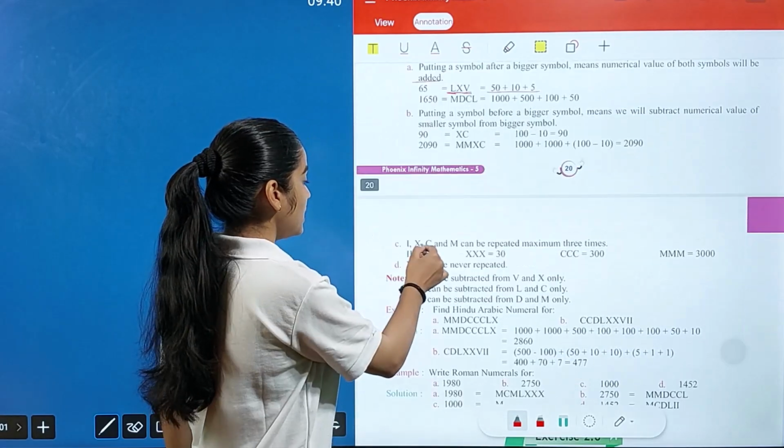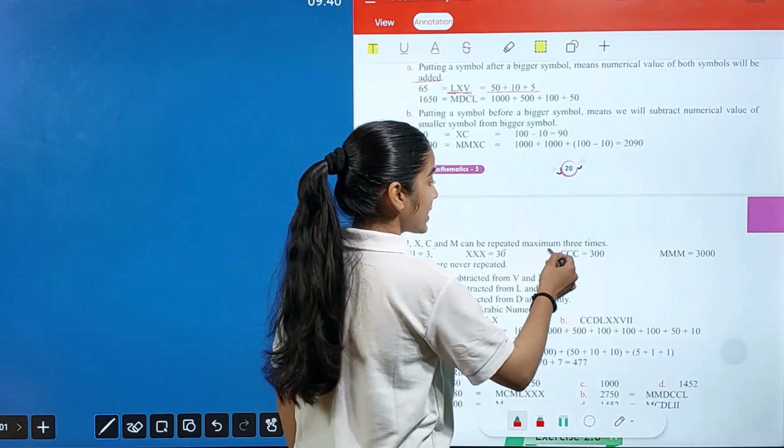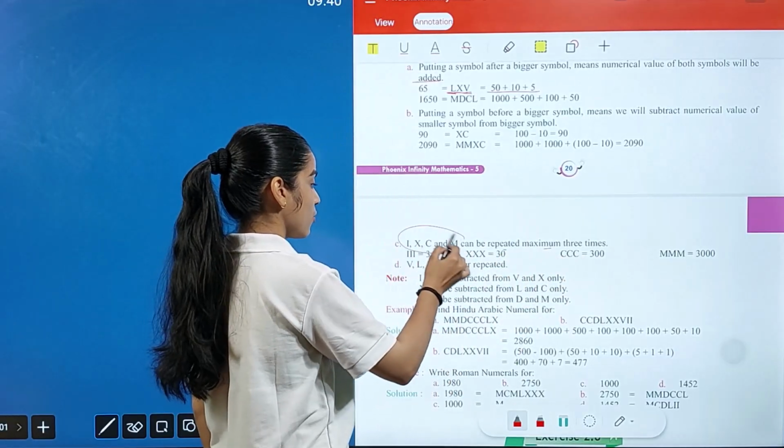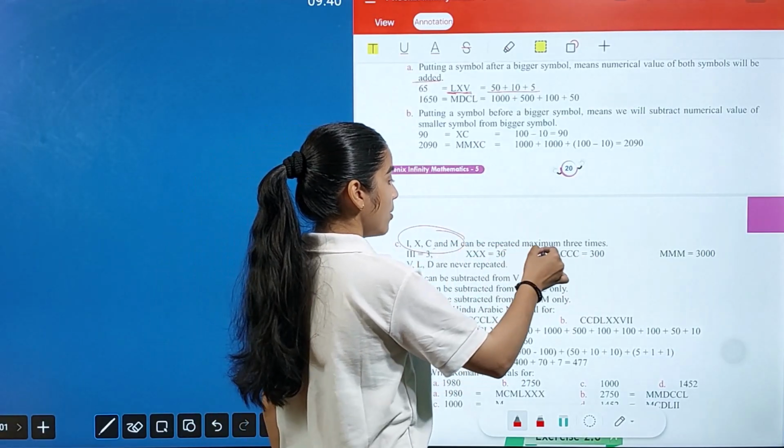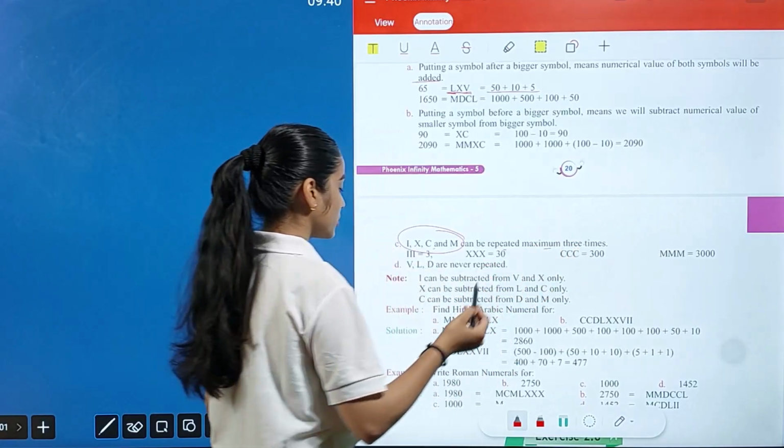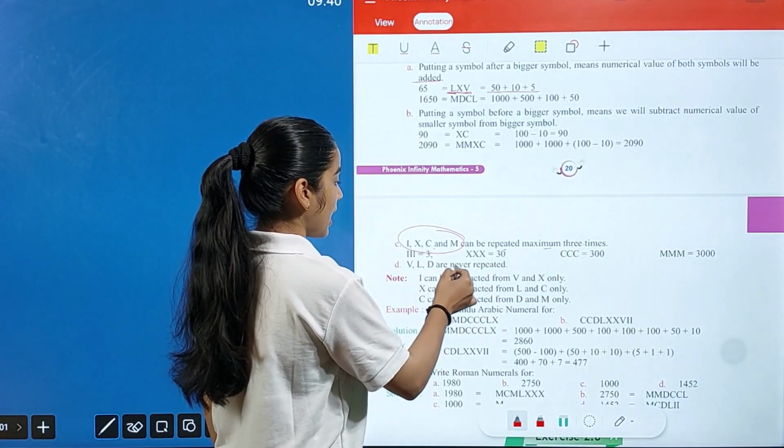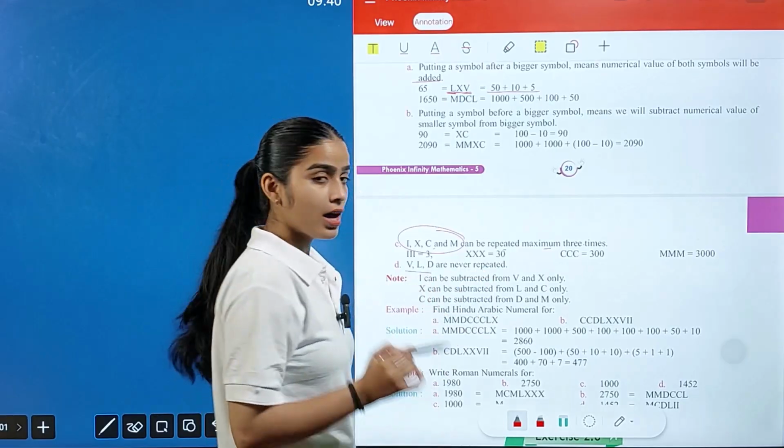Now I, X, C and M can be repeated a maximum of 3 times. So these four symbols can be repeated a maximum of 3 times, not more than 3. V, L, D are never repeated.